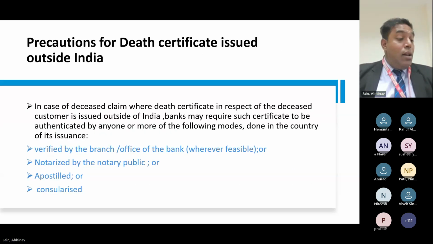Now, suppose a death certificate is issued outside India. Keep some precautions. It should be verified by the branch. It should be notarized by a public notary. It should be apostilled and it should be consularized. Remember these 4 facets. It can be a question in the examination. What are the precautions which are necessary for a death certificate issued outside India? First is branch verification. Second is public notary. Third is apostille document. Fourth is consularized document.